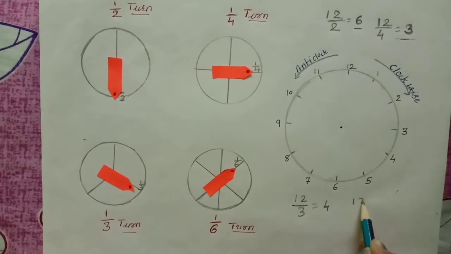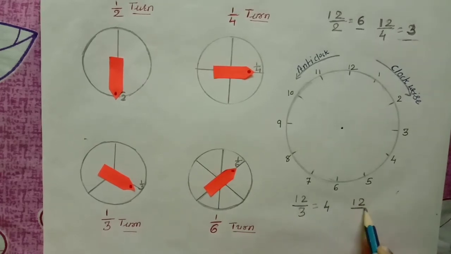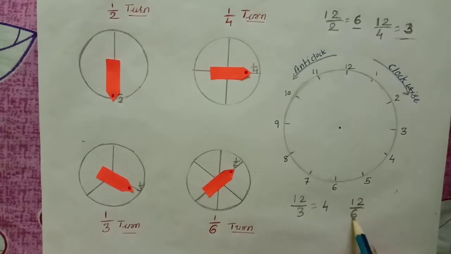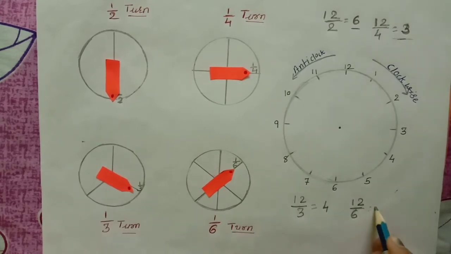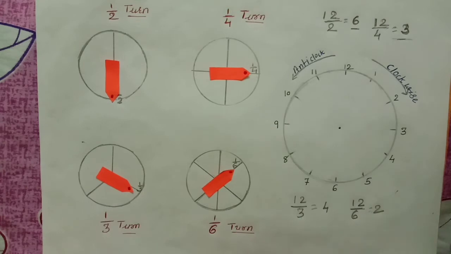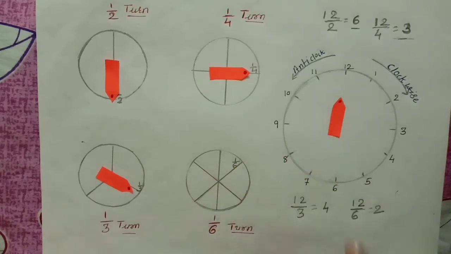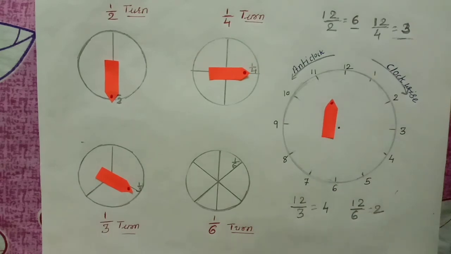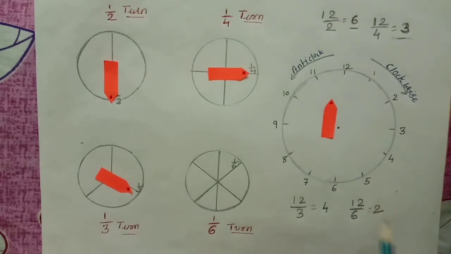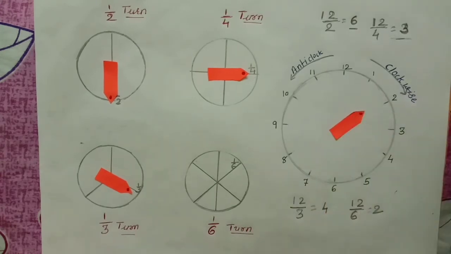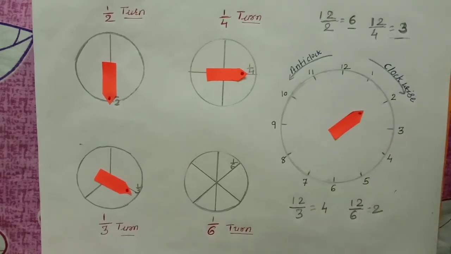The clock has a total of 12 parts and we have to take 6 parts. So 6 2s are 12. So if we want to turn any object 1/6, then at which time? At 2 o'clock we will turn. At 2 o'clock. It is easy.